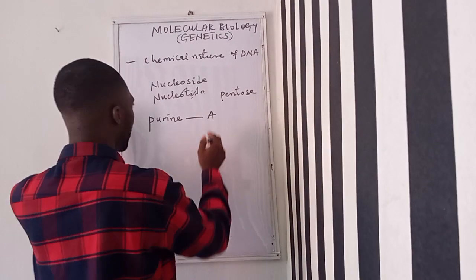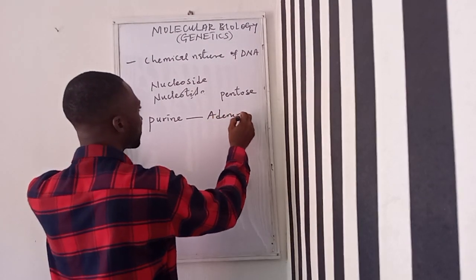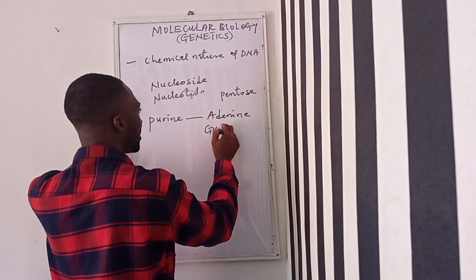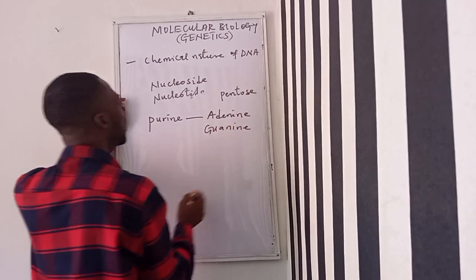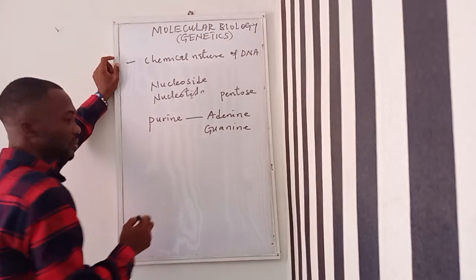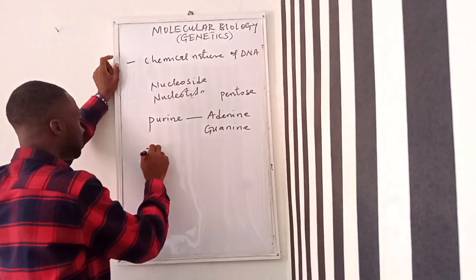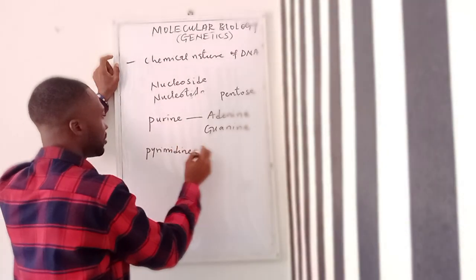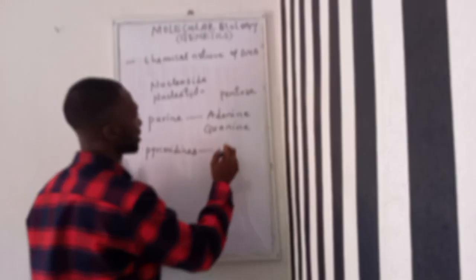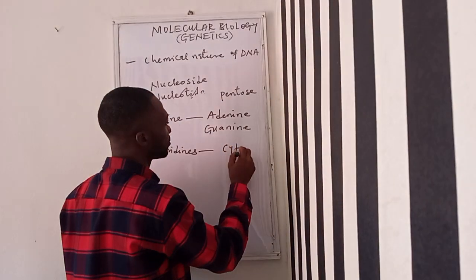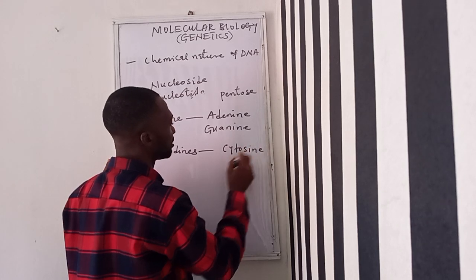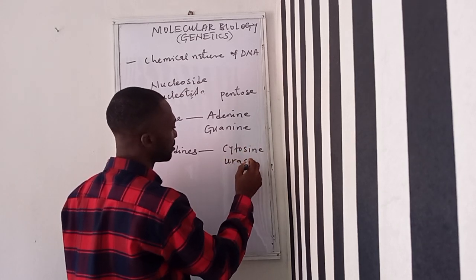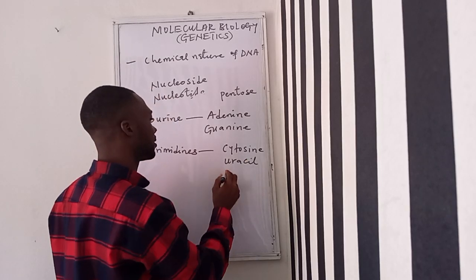We have purine. Purine is made up of adenine and guanine. Then we have pyrimidines. The pyrimidines are made up of cytosine, uracil, and thymine.